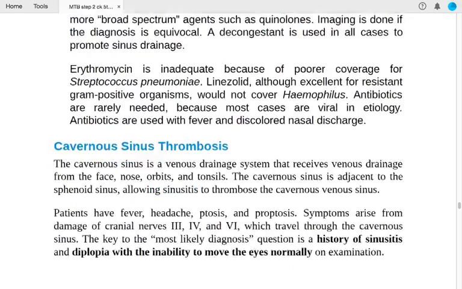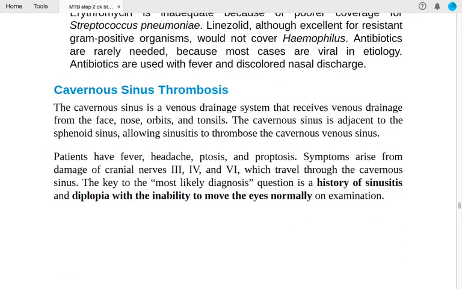Now we're coming towards cavernous sinus thrombosis. The cavernous sinus is a venous drainage system that receives venous drainage from the face, nose, orbits, and tonsils. So from all of these structures, we receive the venous blood. The cavernous sinus is adjacent to the sphenoid sinus. Because of this position, sinusitis can thrombose the cavernous venous sinuses, right?